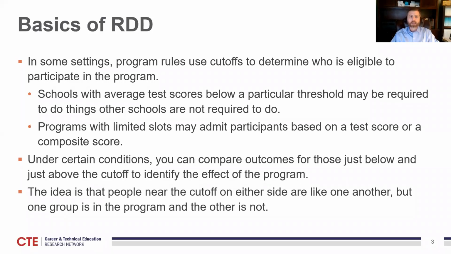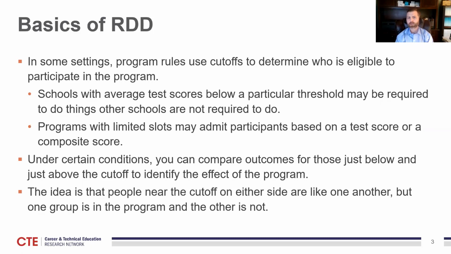So if we're thinking about CTE, I believe you had the reading yesterday evening, Sean's paper studying CTE focused schools in Massachusetts. There could be situations where there's some sort of application score that's used to determine who is eligible for a program. There are a couple of examples here. One scenario could be that schools with an average test score below some threshold might be required to take some steps to try to improve those scores, in an accountability sense. In that scenario, the school test score threshold is determining which schools have to meet those additional requirements.